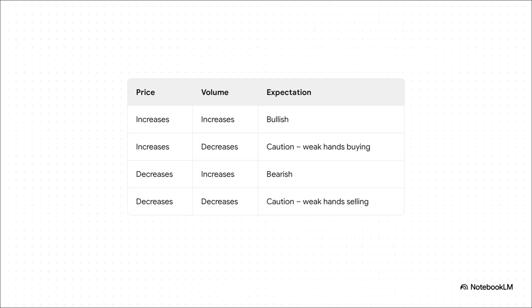It's super powerful. Just look at that top row. If the price is going up and the volume is also going up, that is a super bullish signal. It tells you that there's real strength behind the move, that big players are likely buying in.